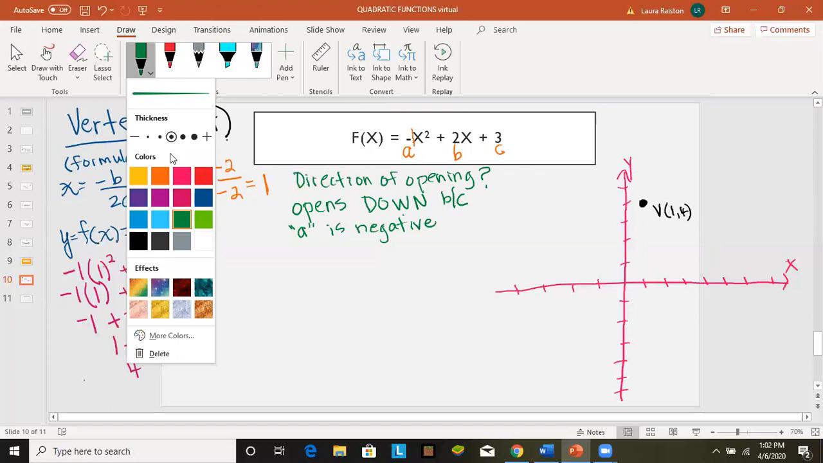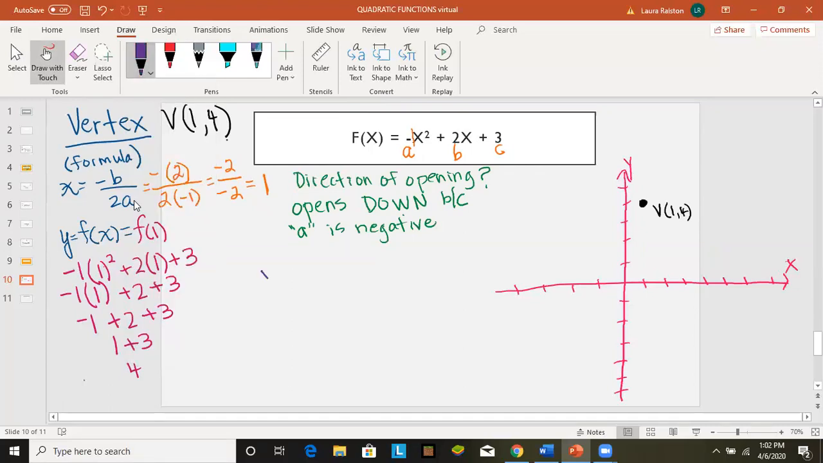I then need to find the other key points. So I need to find the y-intercept. To find the y-intercept for any function, we let x equals 0 and we solve. So again, guys, it's a plug and chug. So I'm going to substitute 0 in place of x.